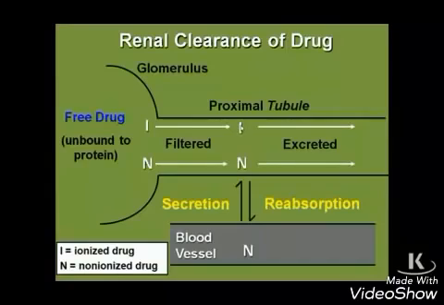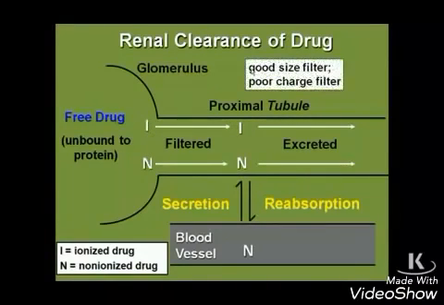The ionized form, of course, is trapped. It cannot cross membranes effectively, so in essence, it is likely to be excreted. The non-ionized form, however, is able to cross membranes, so it is the form that's going to undergo the processes of secretion and reabsorption. Very important visual there for you. Remember, both forms can get filtered. A summary of what the glomerulus is like is that it's a good size filter, but a poor charge filter. Again, to remind you about the size, the drugs bound to plasma proteins don't get filtered, but it's a poor charge filter because both ionized and non-ionized forms can be filtered.